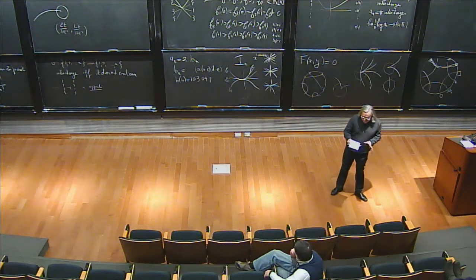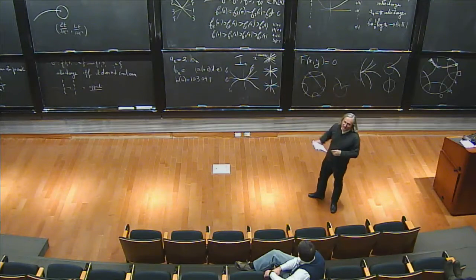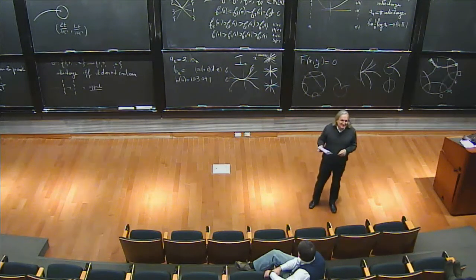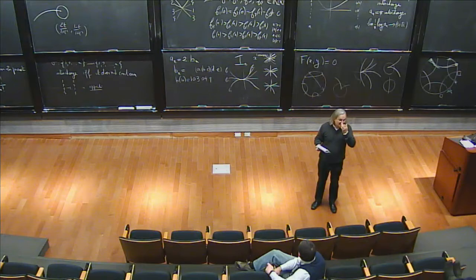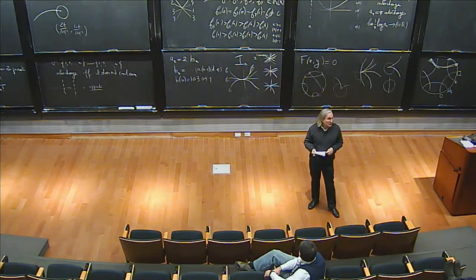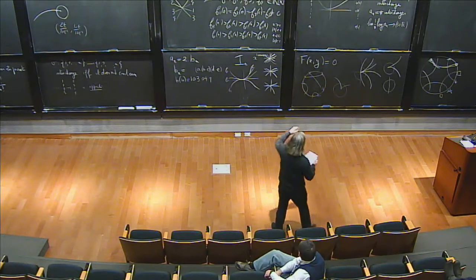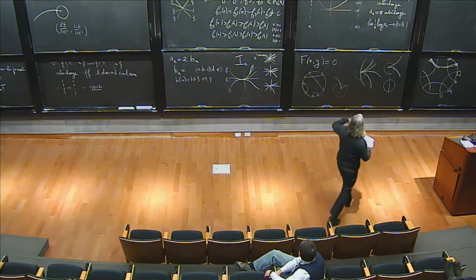Okay, so I must say that this computation, this combinatorics is, I think, dirty. I mean, I wish I could make it more beautiful. I mean, I don't like this 35. I'd like to understand it better.